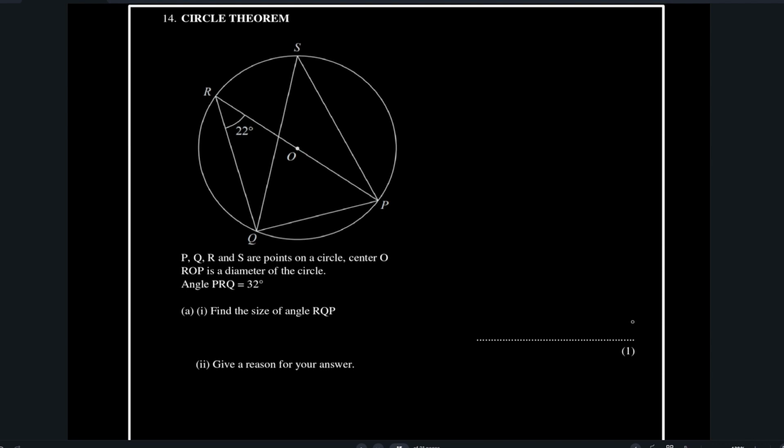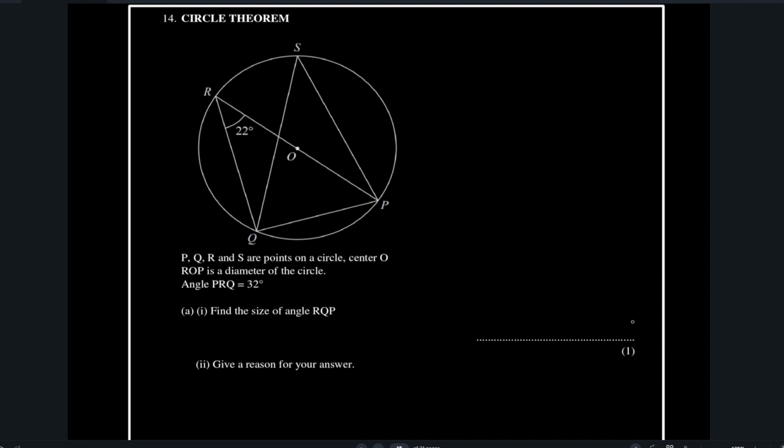In circle theorem, there are different properties that you must understand. One of the properties of circle theorem is angles subtended by the diameter are always equal to 90 degrees. A diameter subtends a right angle at the circumference. Second property you must understand is angle subtended at the center is twice the angle subtended at the circumference. You must also understand angles subtended by the same chord are always equal.